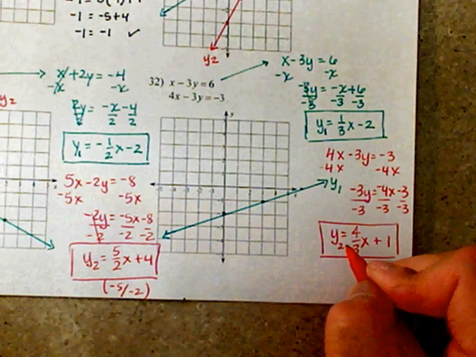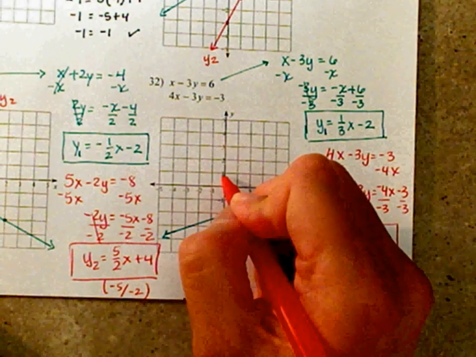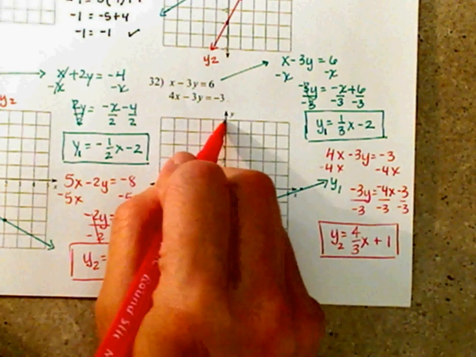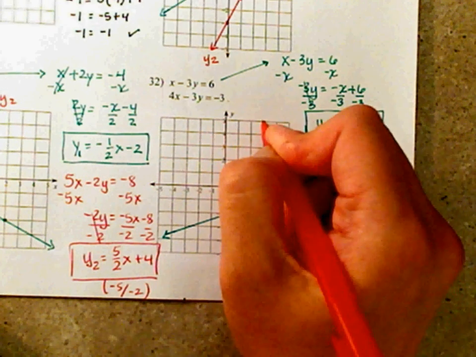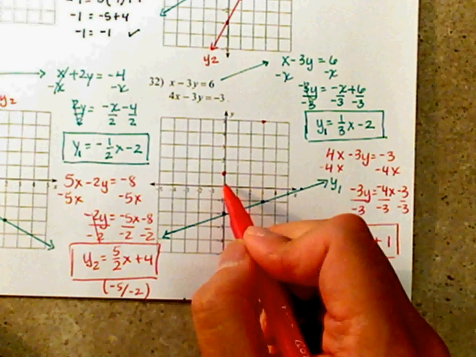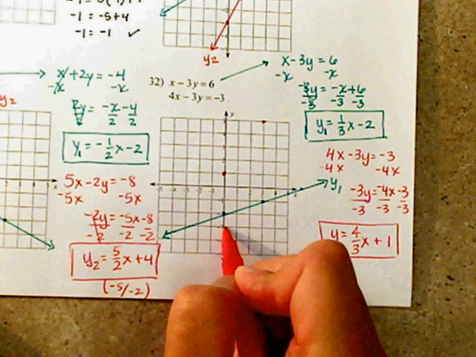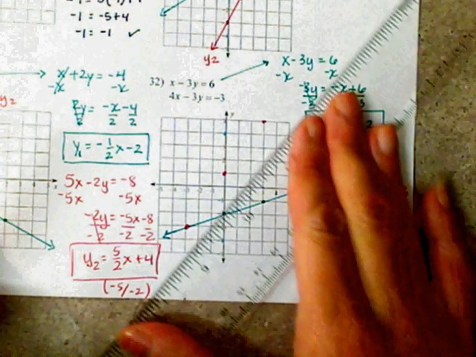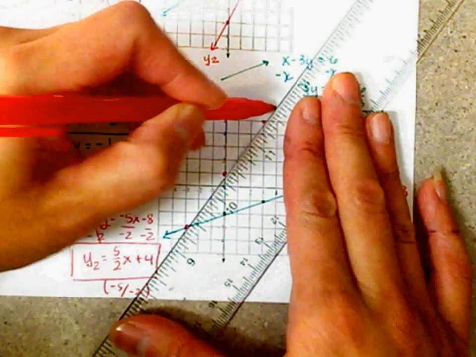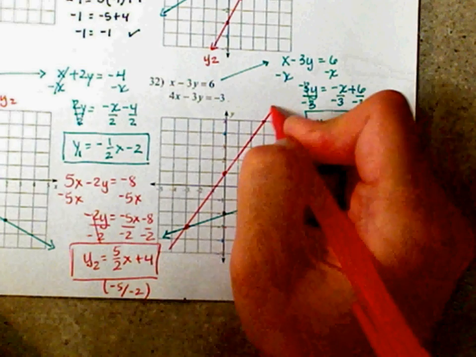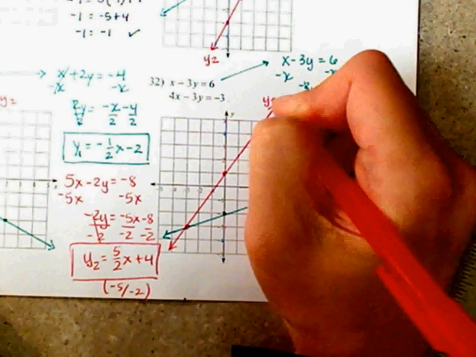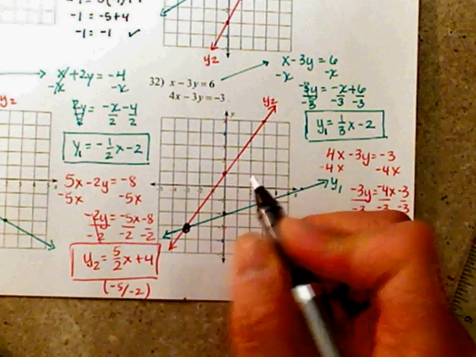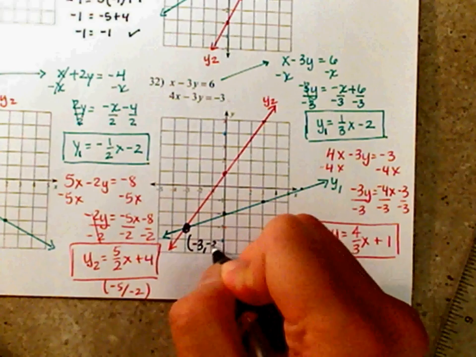Okay? Y-intercept's at 1. Your slope is up 4. 1, 2, 3, 4. Positive 3 to the right 3. There you have your point. Or you can go down 4. 1, 2, 3, 4. Left 3. 1, 2, 3. Alrighty. We're going to call this one y2. And where did they intercept? They intercept right here. What is that point? Negative 3, negative 3. Okay?